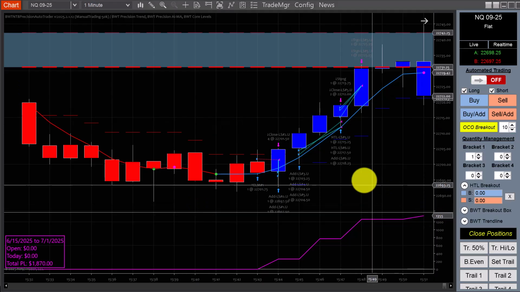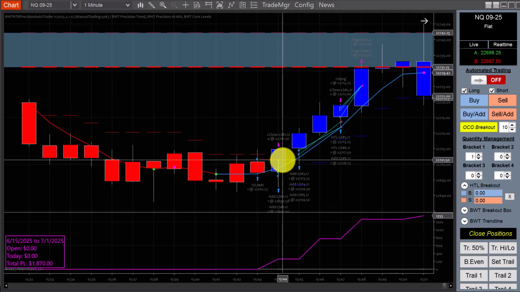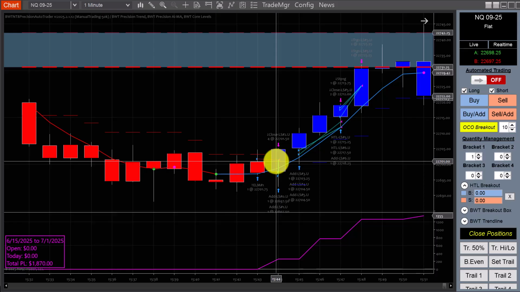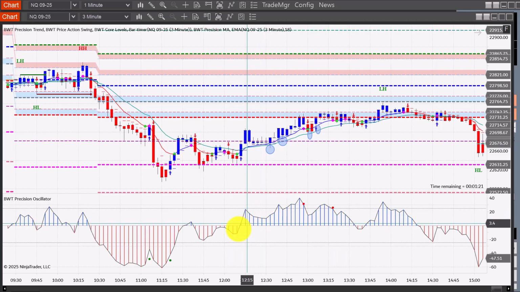The third thing I want to show is that the BWT trend indicator, which has been around since 2007, is very reliable as a point of entry, if nothing else. And I'm going to show you how I use this in conjunction with the core levels and the Autotrader and tie it all together. So first I want to point out the accuracy of the core levels.